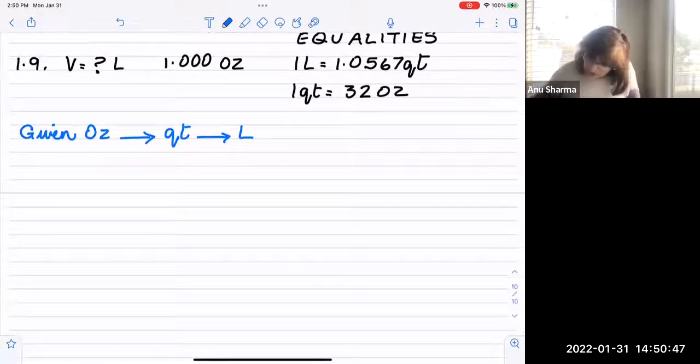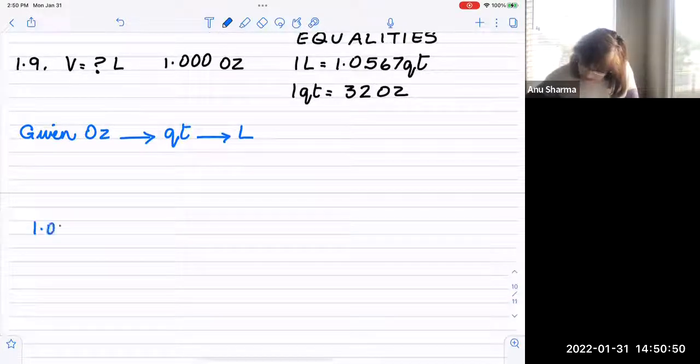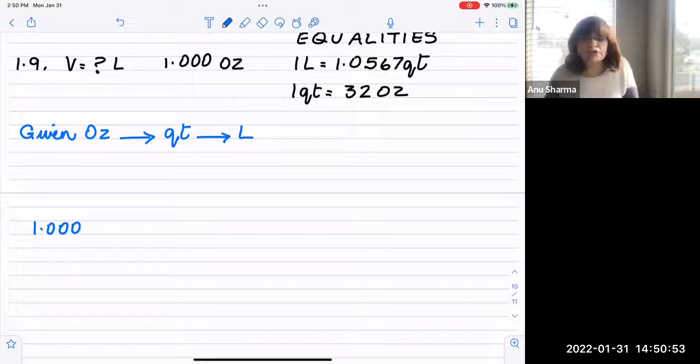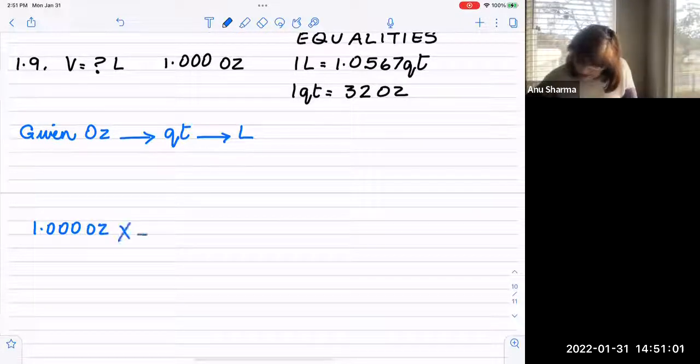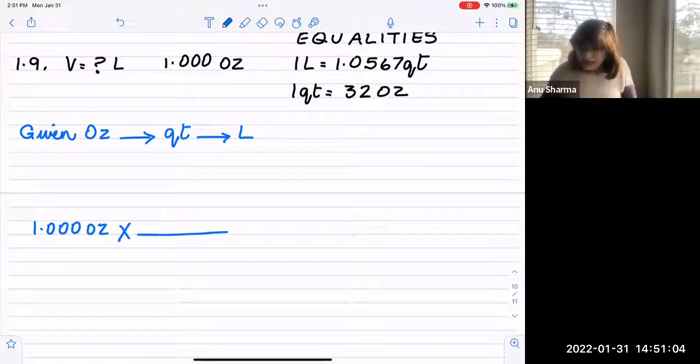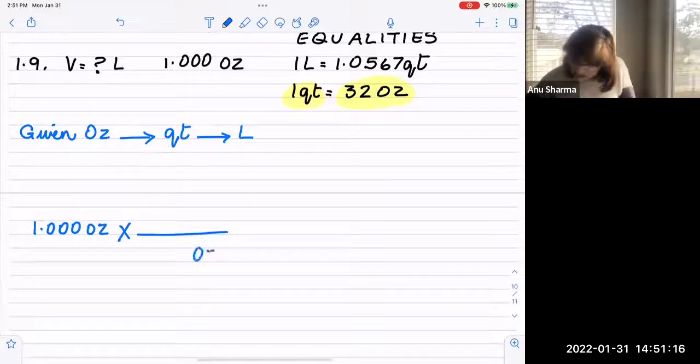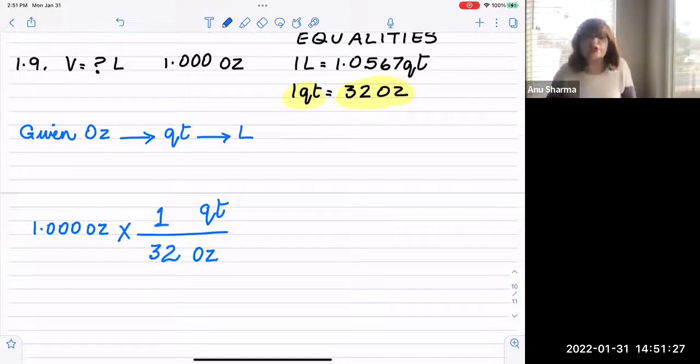So let's write this down. 1.000. Remember, for the decimal, those 3 zeros count, so it's 4 significant figures. 1.000 ounces times. Now look at the quarts. Quarts and ounces, how are they related? We know 32 ounces is equal to 1 quart, and we need to get rid of the ounces. So ounces is going to be in the denominator, and quarts is going to be in the numerator. We know that 32 ounces is equal to 1 quart according to the equality. Those are the 2 conversion factors.